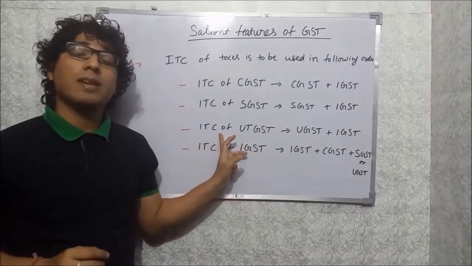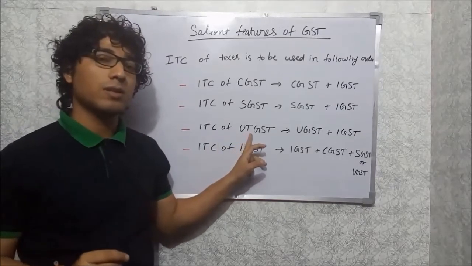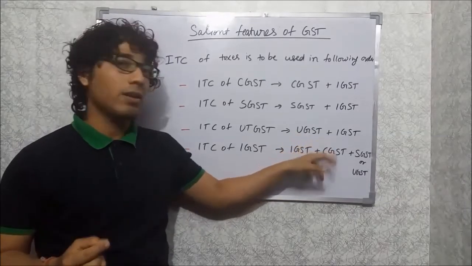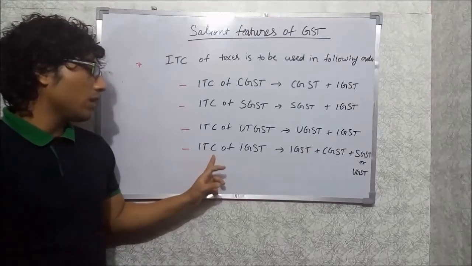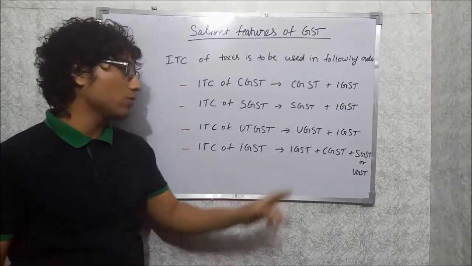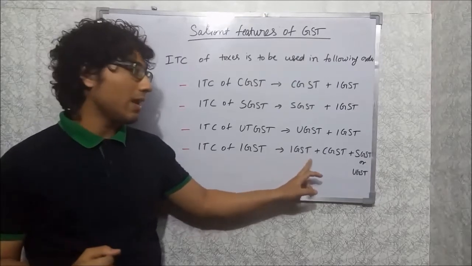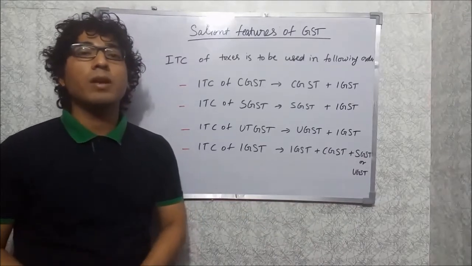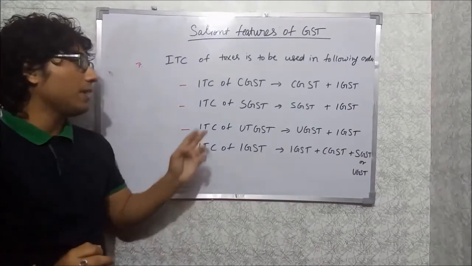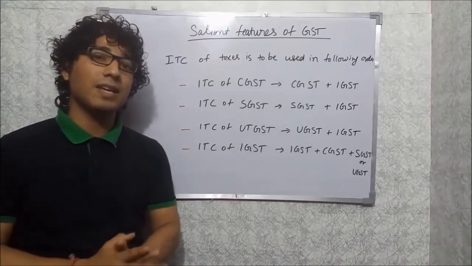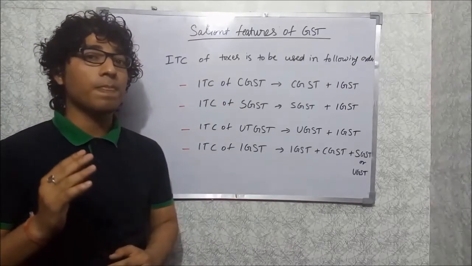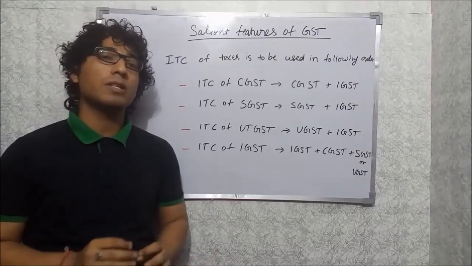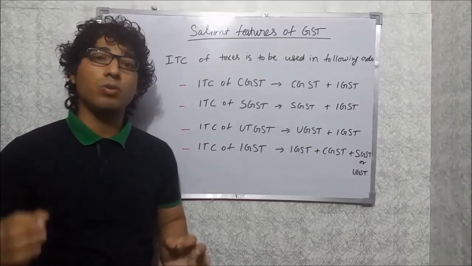And input tax credit of Union Territory Goods and Services Tax is used for discharging the liability of UTGST first and then for IGST. And input tax credit of IGST is firstly used for discharging the liability of IGST, and then for CGST, and then for SGST or UTGST. Remember that the input tax credit of SGST cannot be used for discharging the liability of CGST, and similarly the input tax credit of CGST cannot be used for discharging the liability of SGST or UTGST.